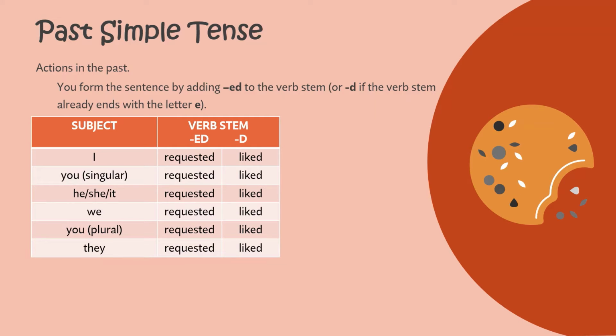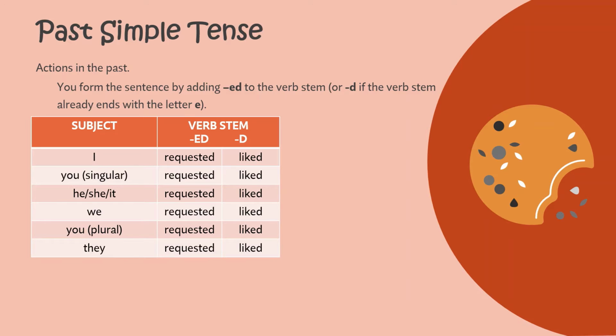Let's take an example. I requested or I liked. You requested or you liked. With the verb requested, you added ed to the verb request. But in the case of liked, all you had to do was add d to like. The verb stem does not change its form.